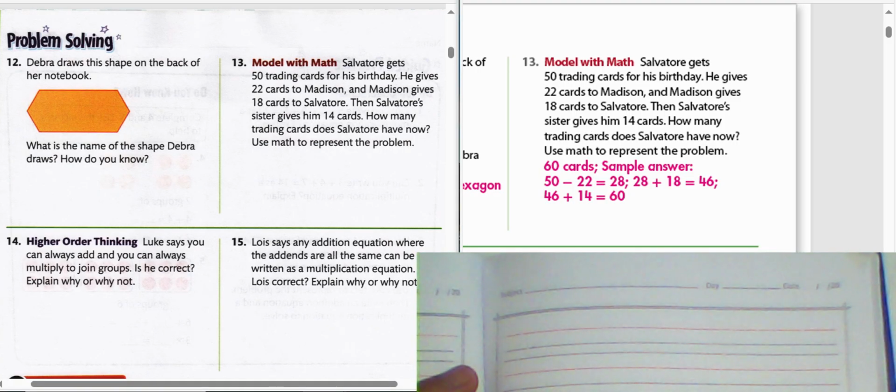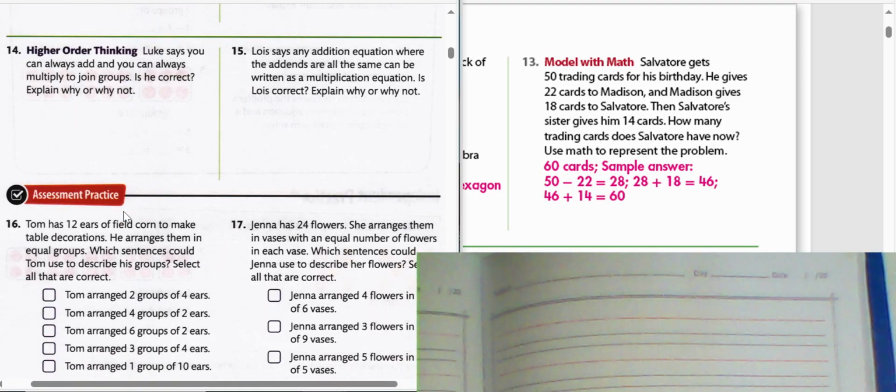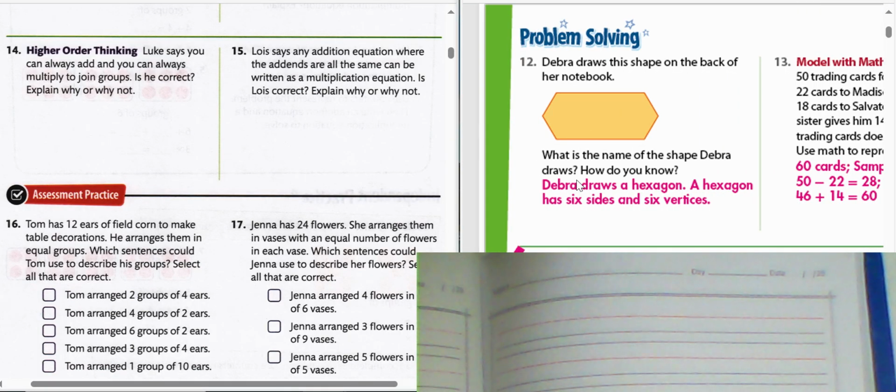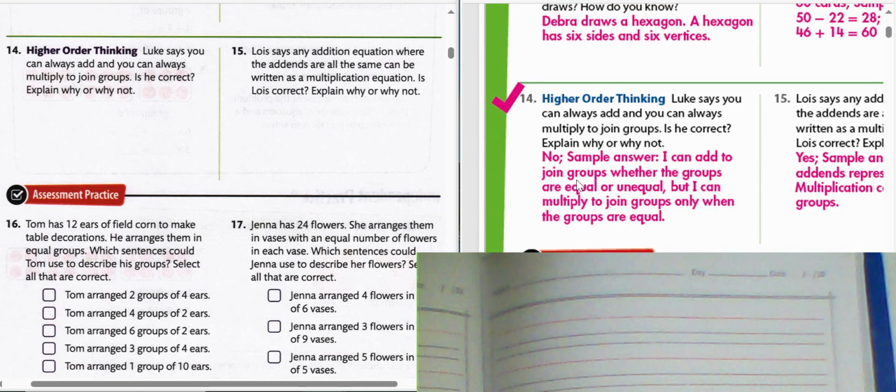Next question, number 14. Higher order thinking. Luke says you can always add and you can always multiply to join groups. Is he correct? Explain why not. Okay, higher order about this example. Is he correct or not? No, because I can join groups whether the groups are equal or unequal, but I can multiply to join groups only when the groups are equal.